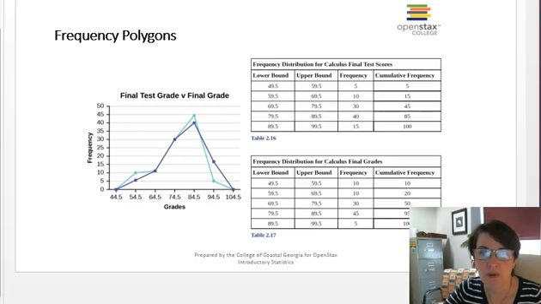Here's drawing up those frequency polygons. Sometimes you can compare information, from one year to the other year, first test, final grade, those kind of things. It's a good representation to do that.